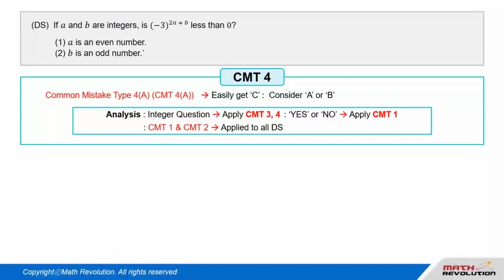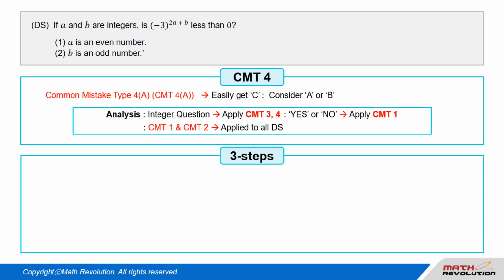Let's look at the information from the question prompt, or the original condition. This is an integer question, and therefore one of the key questions. This immediately tells us that we need to watch out for CMT 3 and 4. Also, the answer to this question will be in terms of a yes or no, and therefore we also need to apply CMT1. CMT1 or CMT2 apply to all DS questions. Let's apply the 3 steps suggested previously.